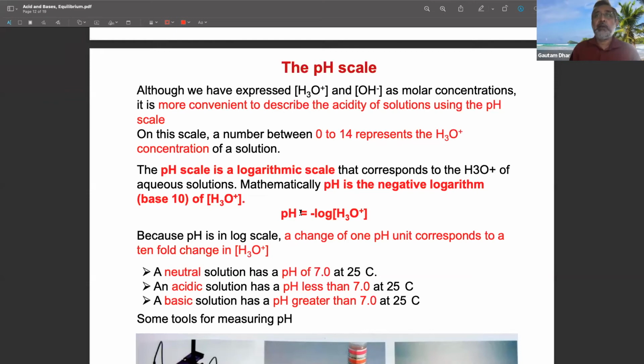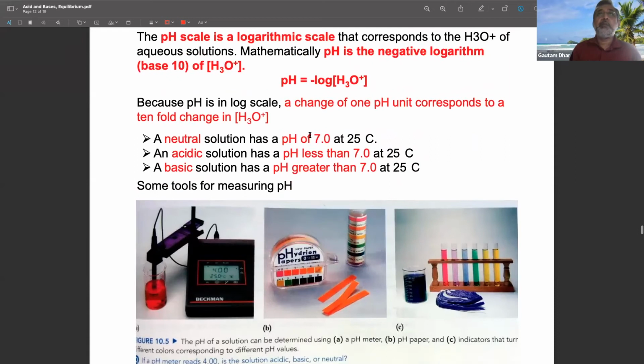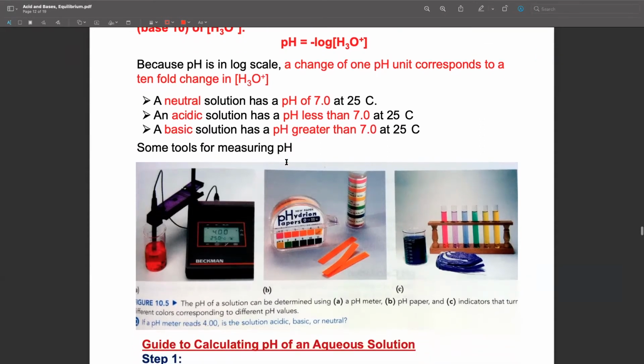pH equals minus log of the concentration of H3O plus. And if you take the log of 10 to the power minus 7, it will become 7. Okay? When you do the pH, pH becomes 7. So a neutral solution has a pH of 7. And an acidic solution, say 10 to the minus 3, if you take the pH of that, it becomes 3. That means anything less than 7 is acidic, and anything greater than 7 is basic. Okay. So just keep that concept.